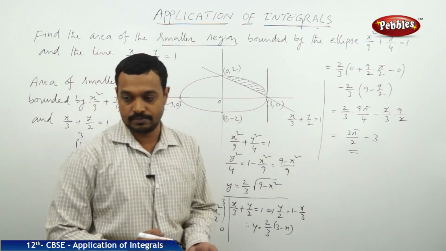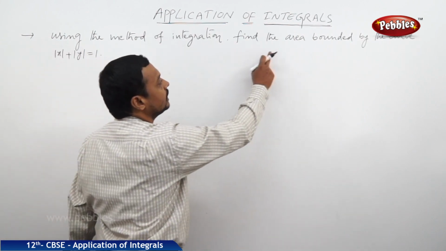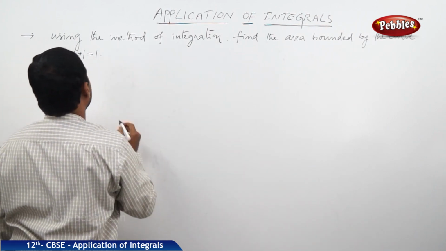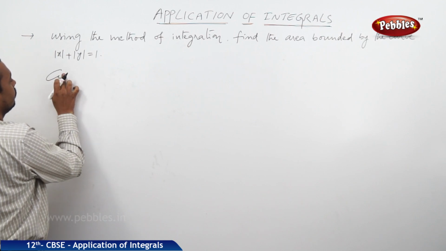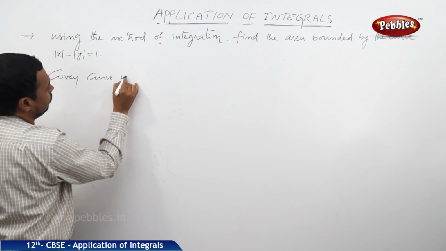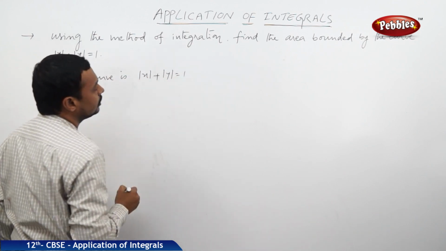Using the method of integration, find the area bounded by the curve |x| + |y| = 1. Now the given curve is |x| + |y| = 1.